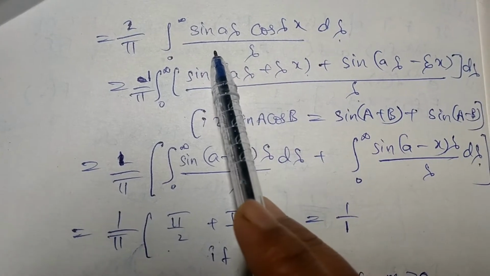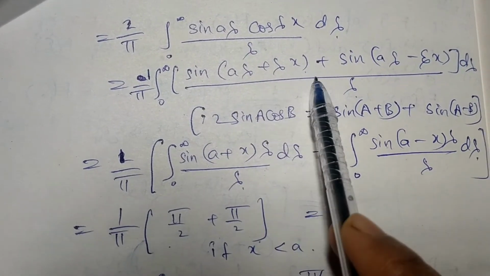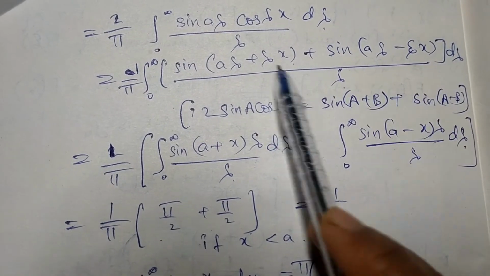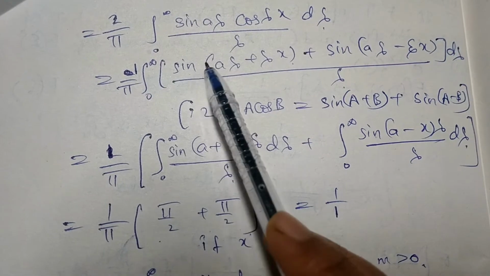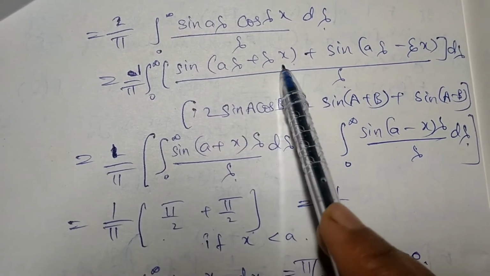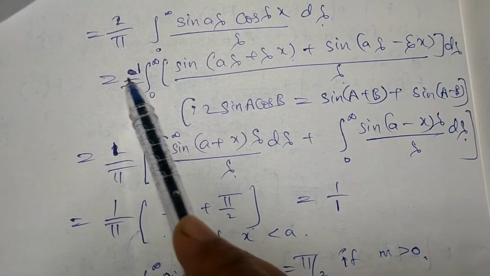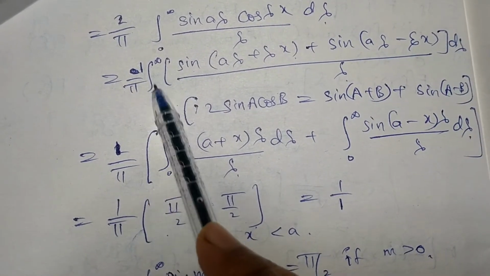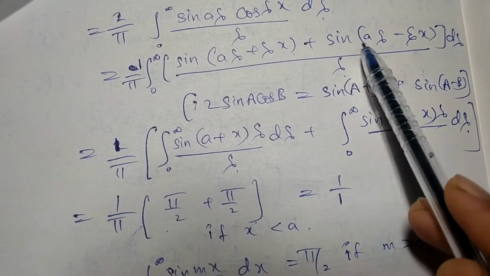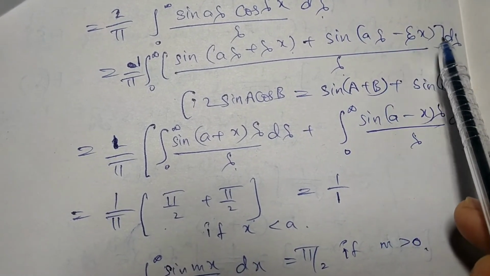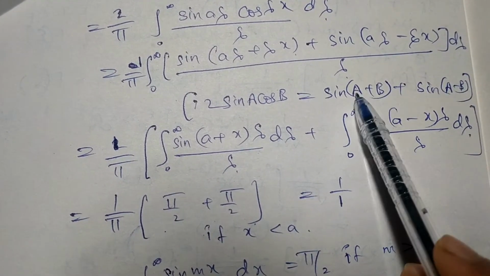So now it is in the form of 2 sine a cos b, which equals sine of a plus b plus sine of a minus b. So here a equals a xi, b equals xi x. So we get sine of a xi plus xi x plus sine of a xi minus xi x, which equals 1 by pi into the integral from 0 to infinity of sine of a xi plus xi x plus sine of a xi minus xi x into d xi divided by xi.